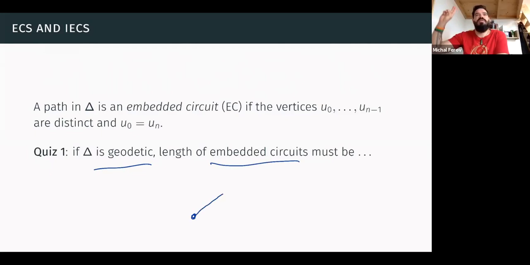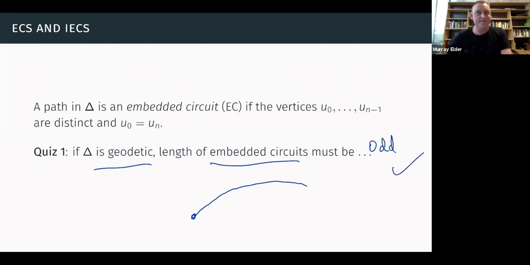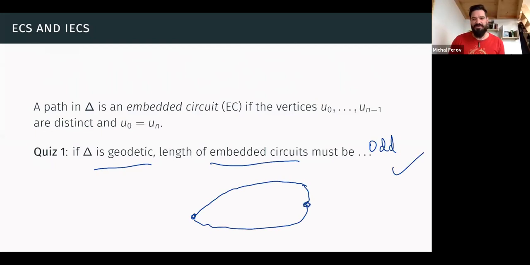I can get this one. It has to be odd. Mikhail wins the first prize. I'll just send it in the mail. Has to be odd. Why, Mikhail? Here's an embedded circuit. If it were even, there would be 2 ways to go around.